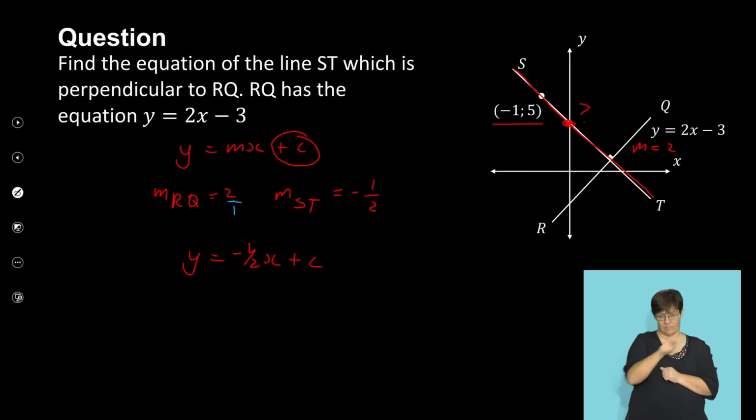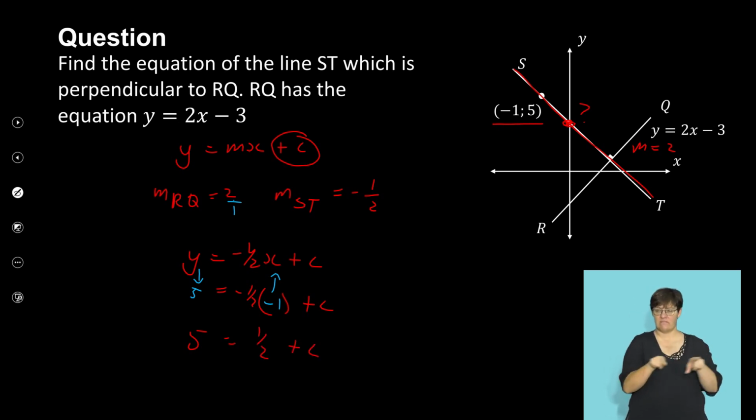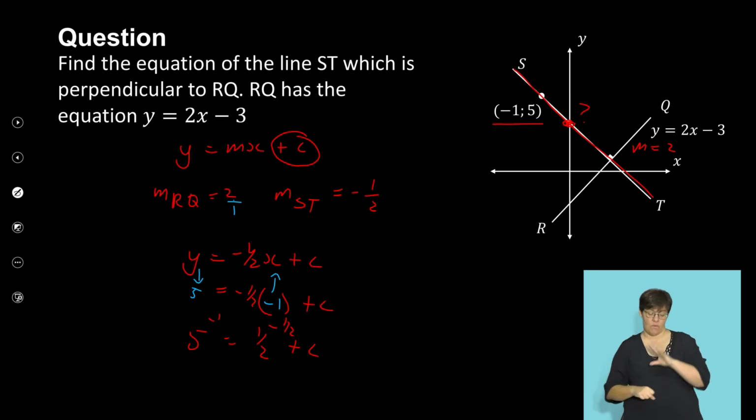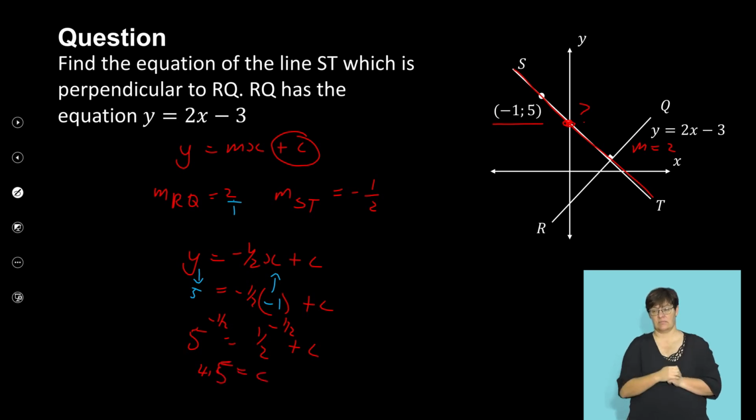Excellent. So here, again, what is the function input output? If I put in -1 into x, I must get out 5 from y. So let's do that. I'm going to go -1/2 times -1 plus c. I'm going to get 5 = negative a half times negative 1 is positive a half, plus c. And in this case, I'm going to subtract a half on both sides. 5 minus a half is 4 and a half. Excellent. So now I know what the gradient is, I know what the y cut is, and I've finished my question. The equation of my graph is y = -1/2 x + 4.5.